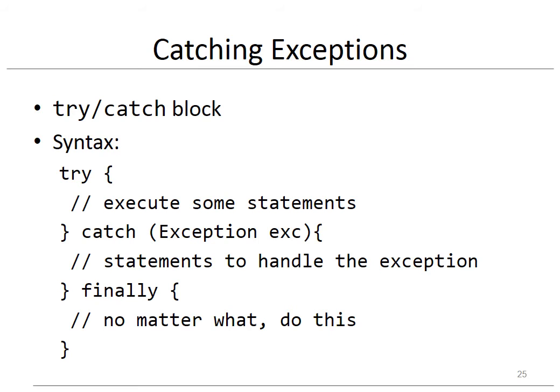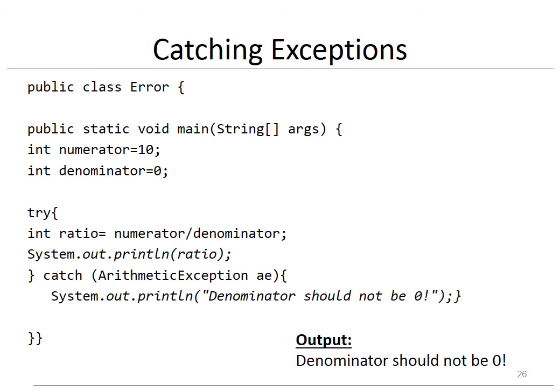The finally statement allows you to execute code unconditionally. Let's illustrate this with some examples. Here we have a class Error with a main method. We defined a numerator and denominator integer variable and set them to 10 and 0 respectively. We then use a try statement to calculate their ratio. Obviously, this will give a division by 0 and an arithmetic exception object will be thrown. This exception can be caught in the catch statement where the error "denominator should not be 0" is printed to the screen.